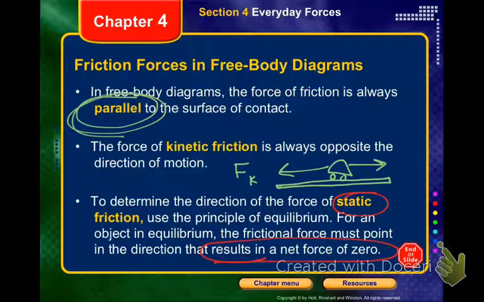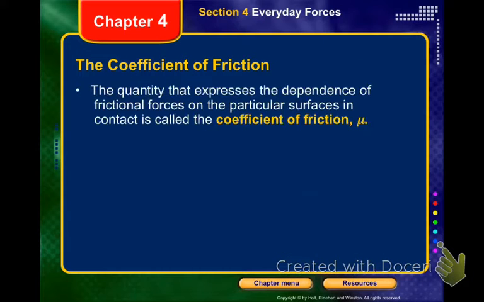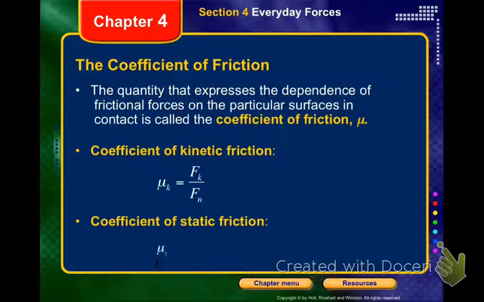So let's give you two equations to help you calculate kinetic and static friction. The little U symbol that you see there stands for coefficient of friction. For kinetic friction, your coefficient is equal to the force due to kinetic friction over your normal force. And I know on mine it looks a little bit weird, so I'm going to rewrite it for you.